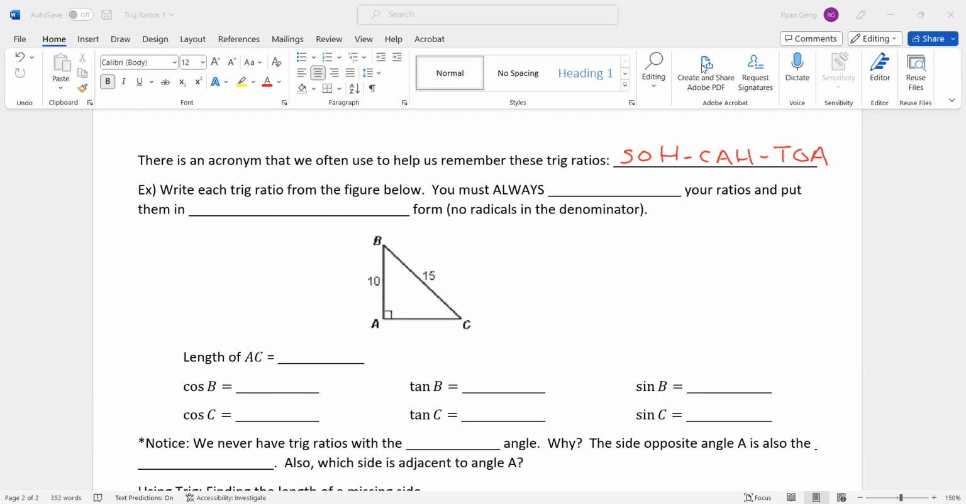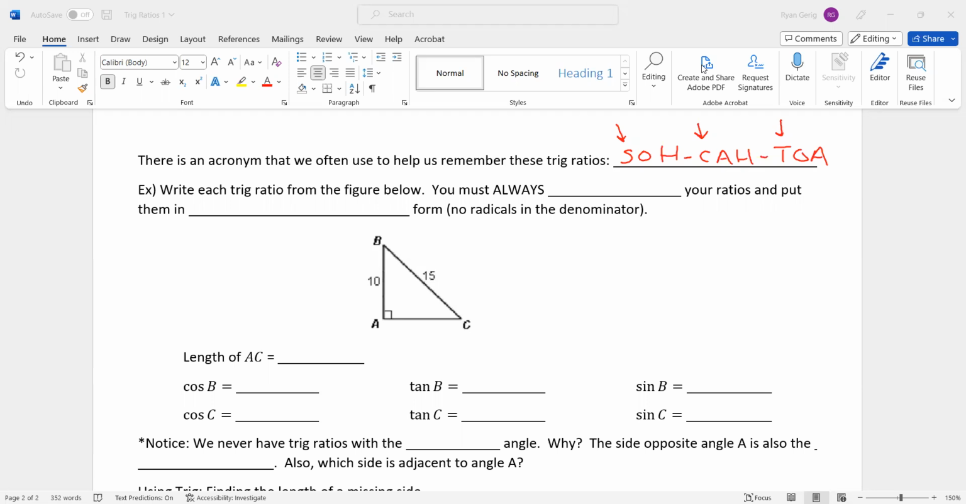Before I do that, I'm going to talk about what that word means. SOHCAHTOA. So S tells you the trig ratio. So that's sine. The first letter in each little three-letter group is the trig ratio: sine, cosine, tangent. And the next two letters tell you the ratio. So O is opposite, H is hypotenuse. A is adjacent, H is hypotenuse. O is opposite, A is adjacent. If you remember that, you have all the ratios right there in front of you.